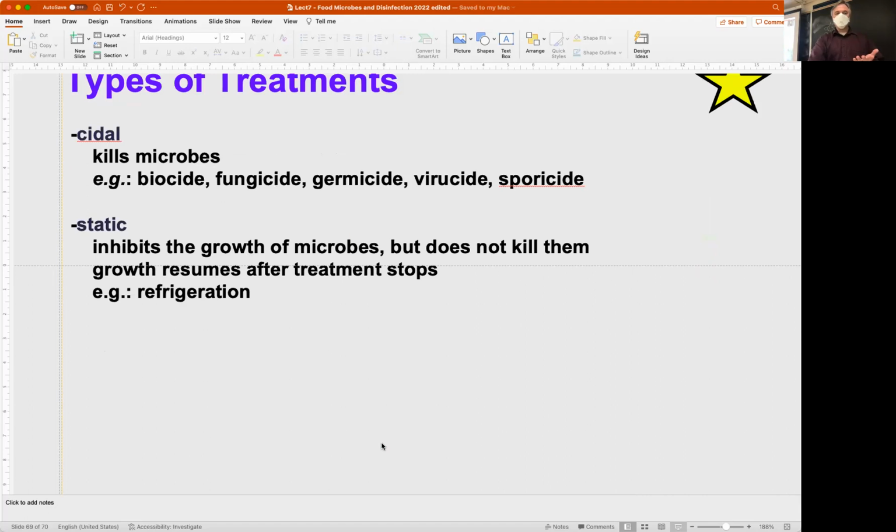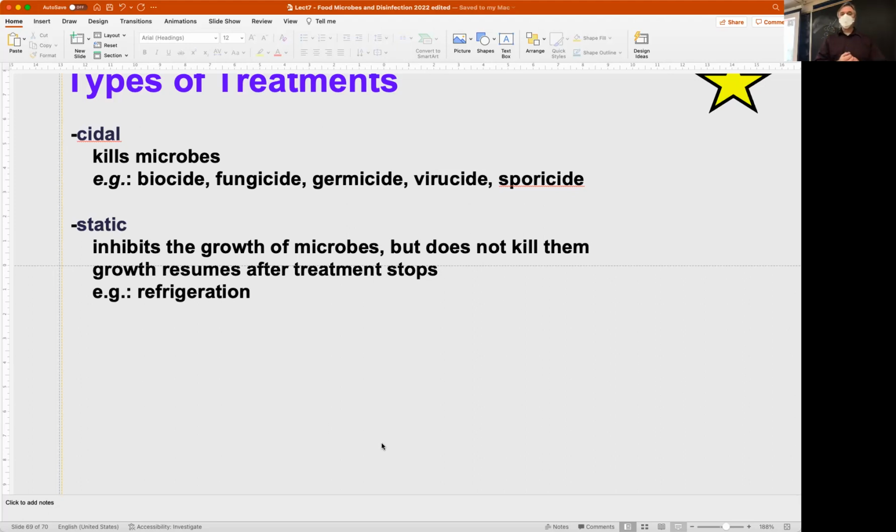Okay, so some treatments include acidal treatment. Acidal means that it kills the microbes. Biocide, fungicide, germicide, virucide, sporicide. So all of those are side, they kill all those things. And there's also static. So it reduces the numbers, inhibits the growth maybe, but it doesn't really kill them.